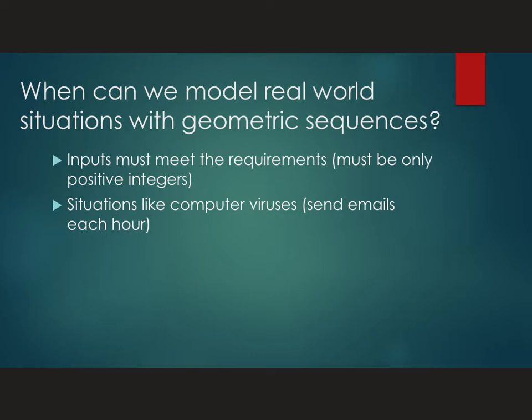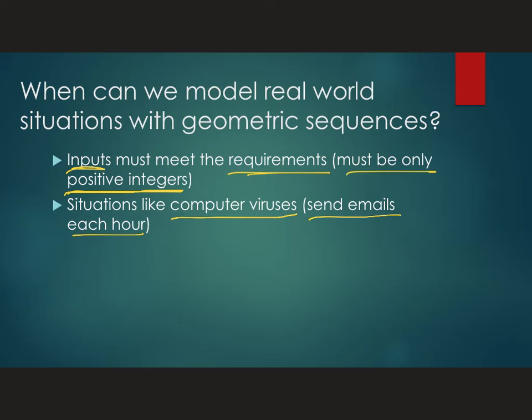So what are the requirements? When can we use geometric sequences to model? So the big thing is the inputs must meet our requirements. That means they are only positive integers. That's it. All of our inputs must be positive integers. So what types of situations might that be? Things like a computer virus. Something that sends emails once a day or once an hour.